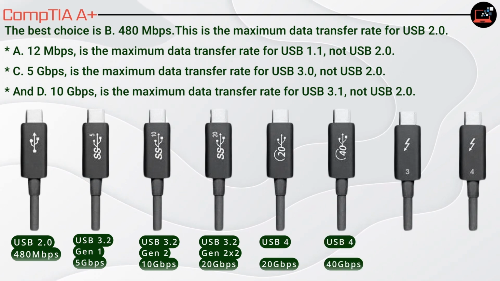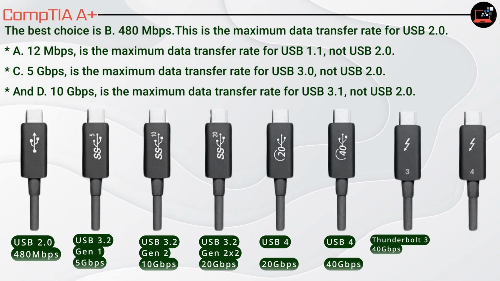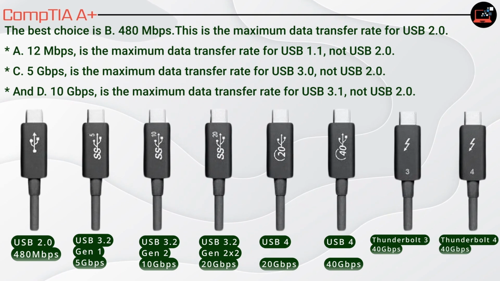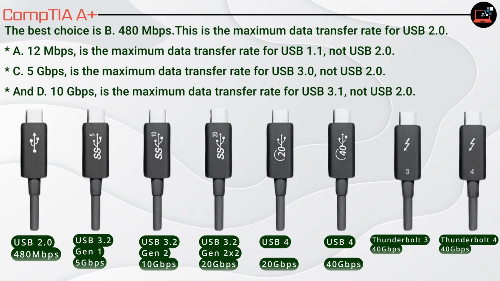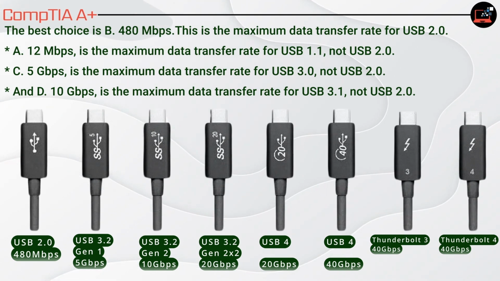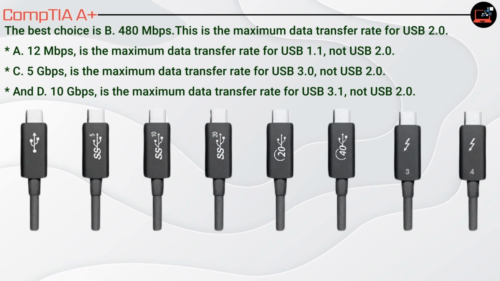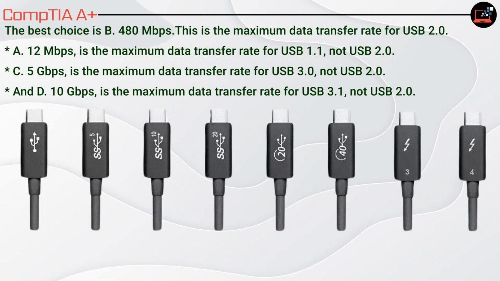A. 12 megabits per second is the maximum data transfer rate for USB 1.1, not USB 2.0. C. 5 Gbps is the maximum data transfer rate for USB 3.0, not USB 2.0. And D. 10 Gbps is the maximum data transfer rate for USB 3.1, not USB 2.0.